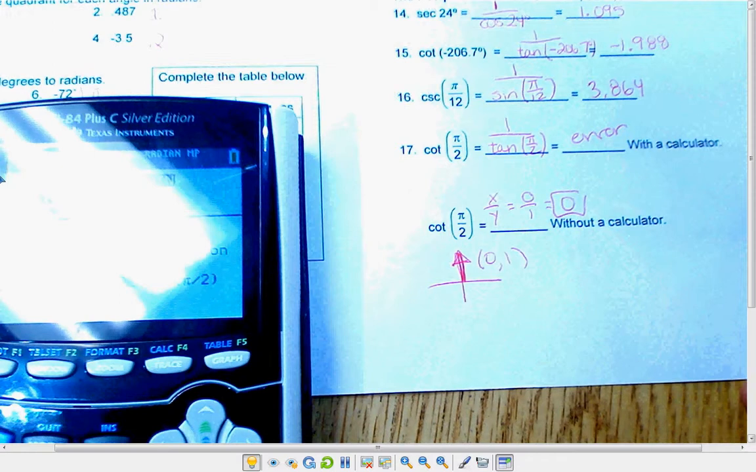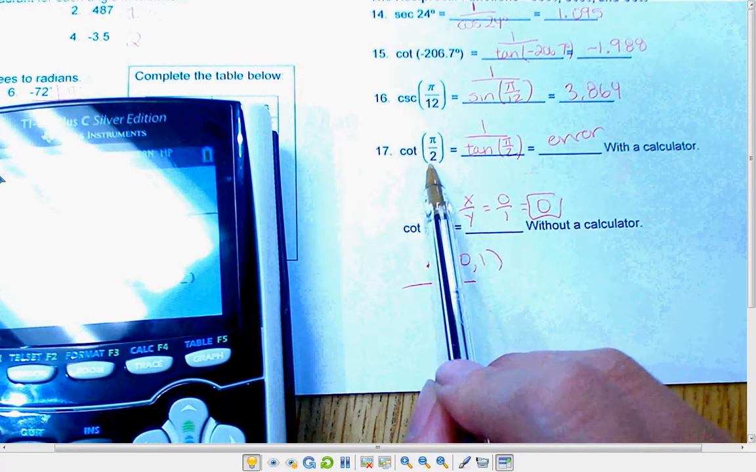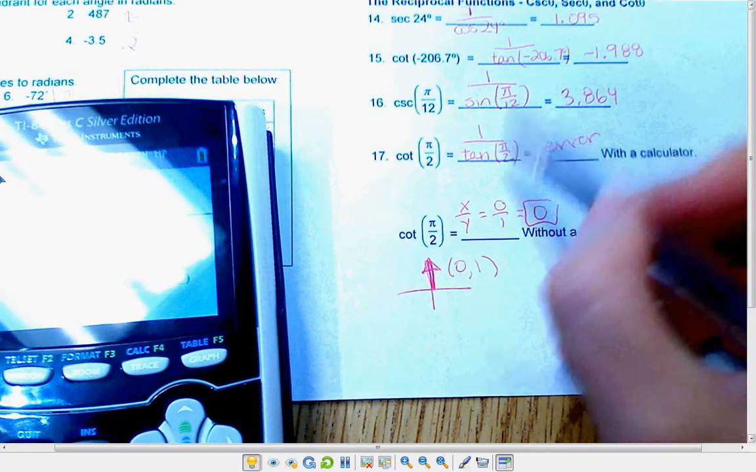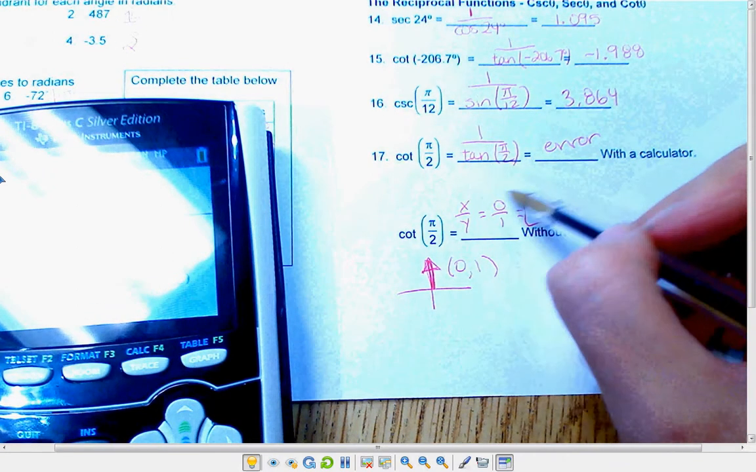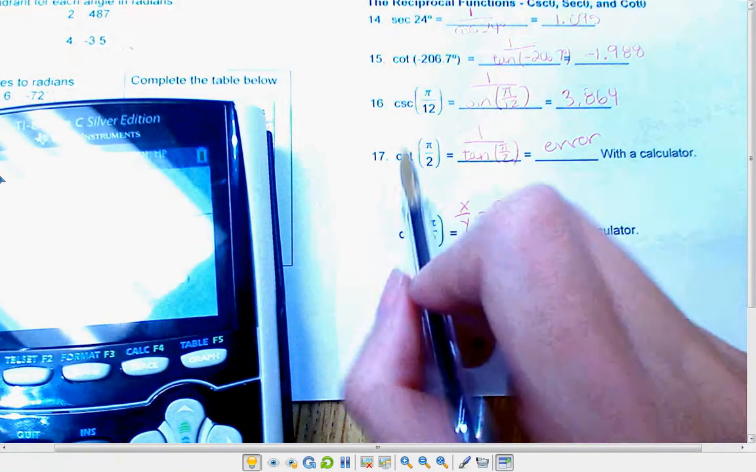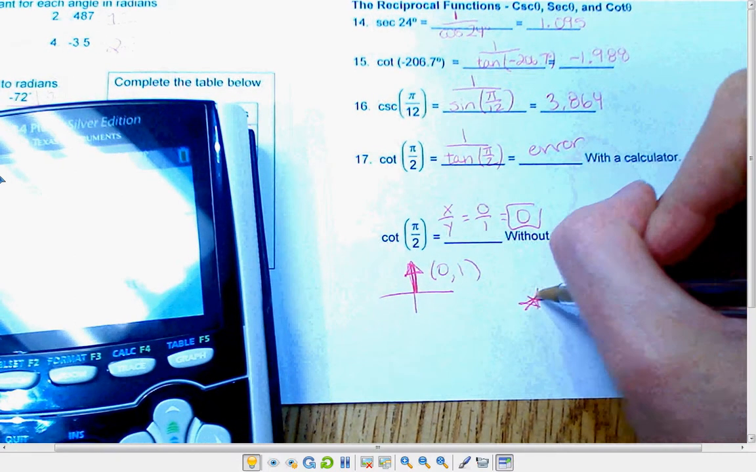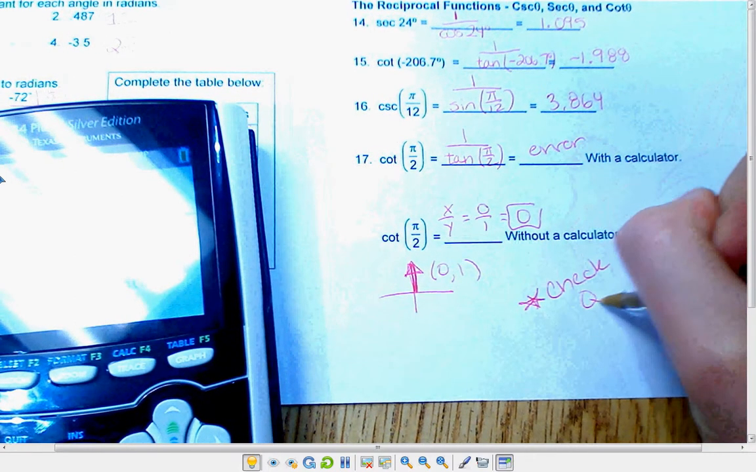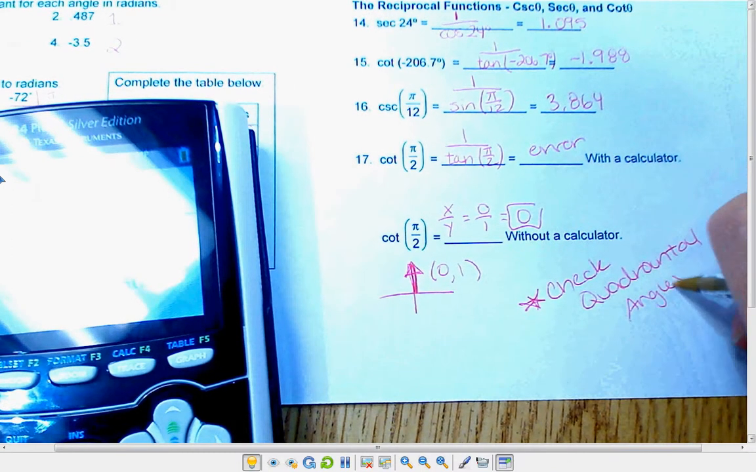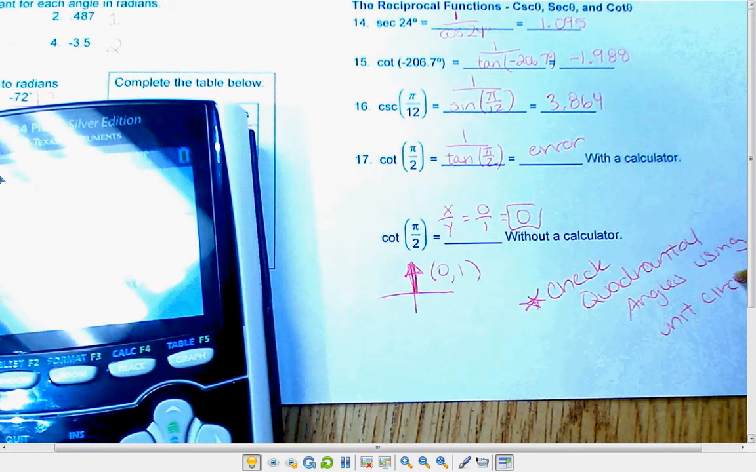So something you need to be careful of is with the quadrantal angles, with the reciprocals, sometimes it'll give you an error even though it's 0. The reason being, tangent here is undefined. So if tangent's undefined, the calculator is not going to be able to find cotangent, even though cotangent does exist. So whenever you have a quadrantal angle, you should check it using your unit circle. Always, always.